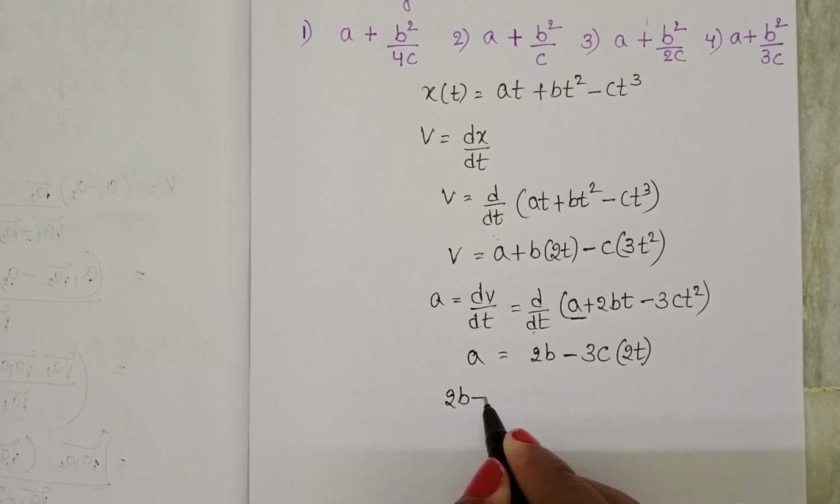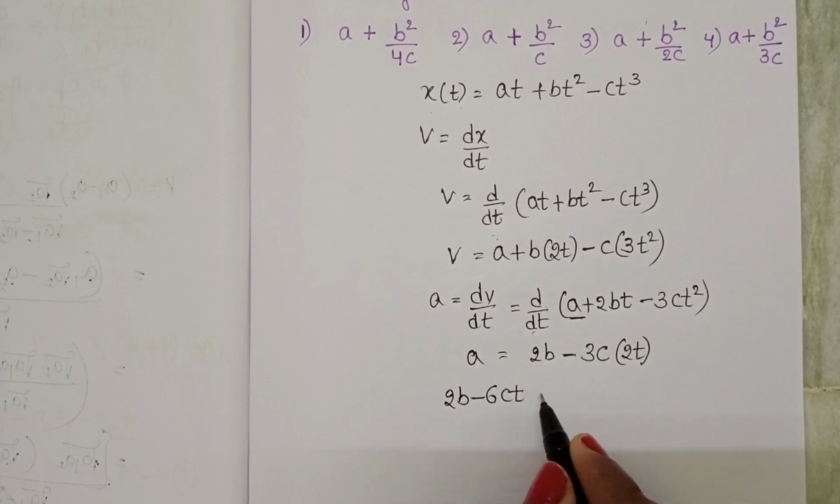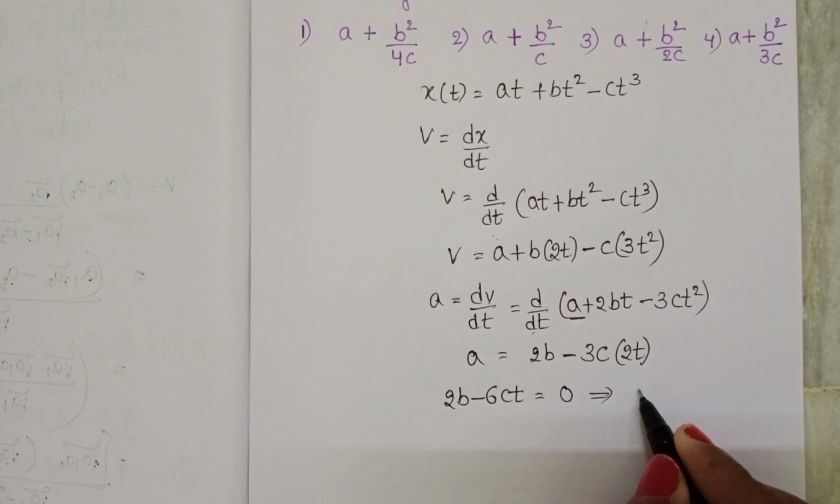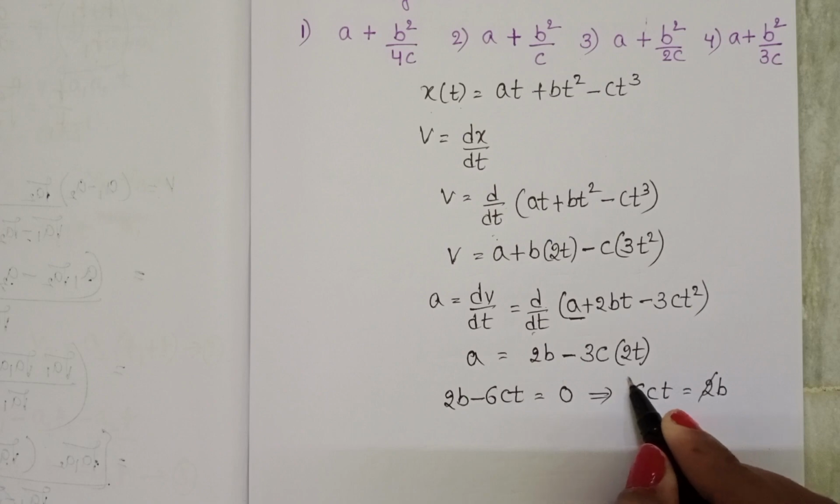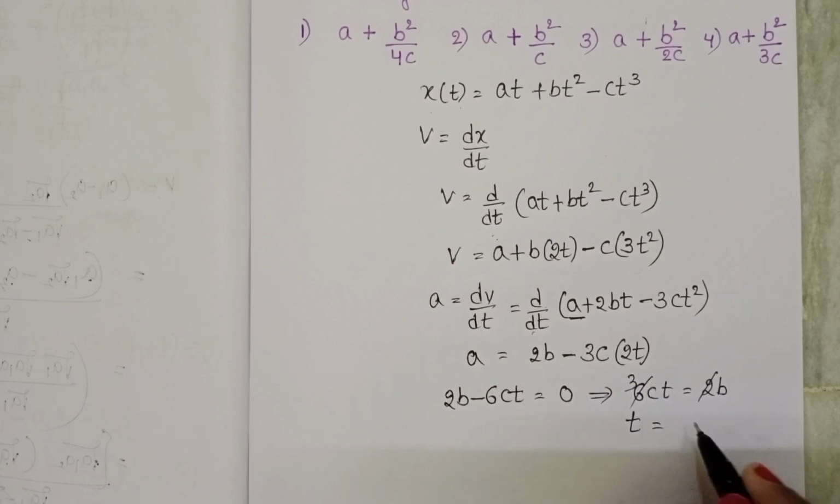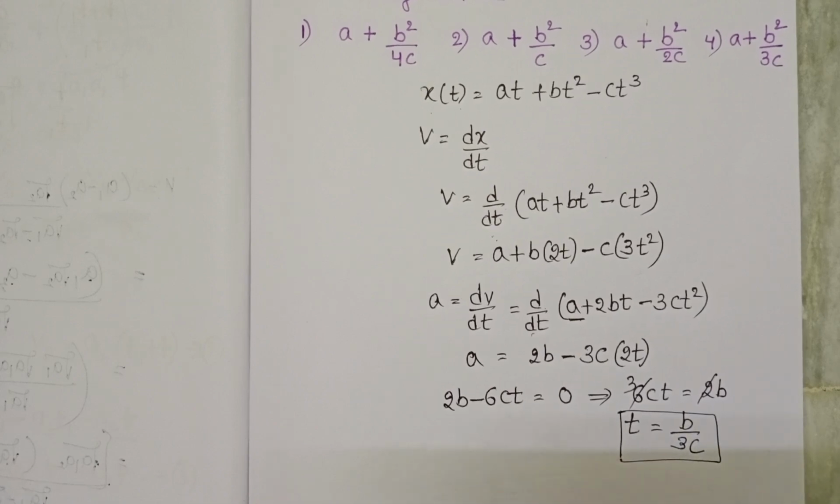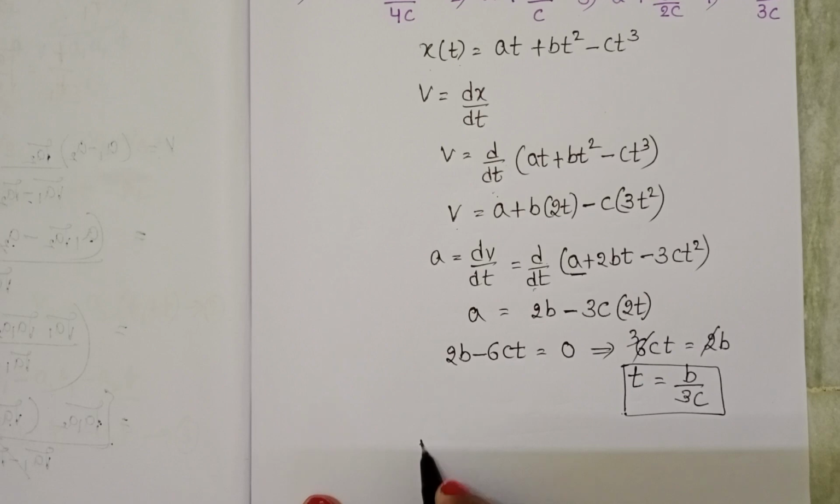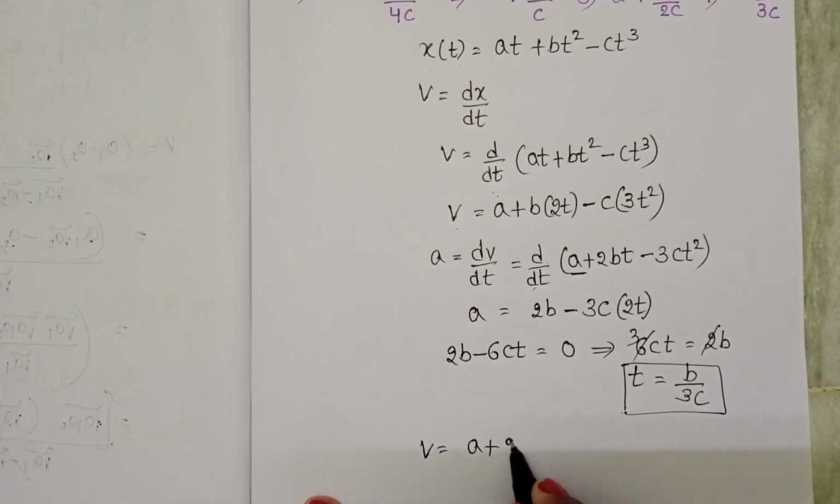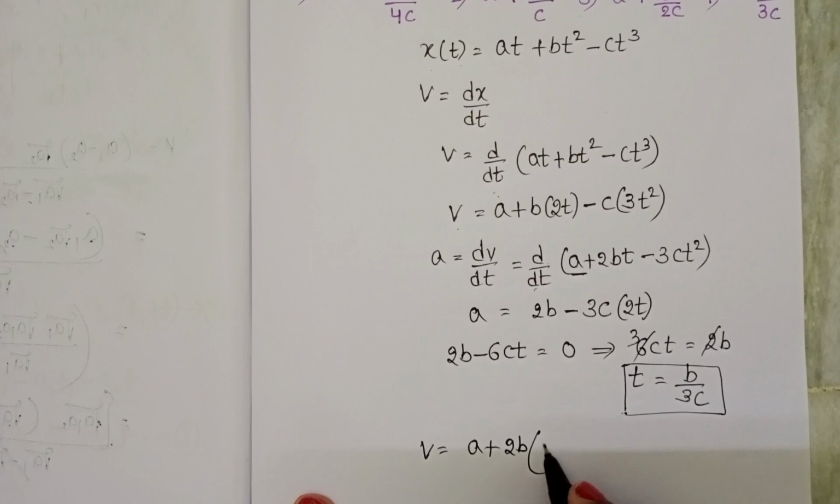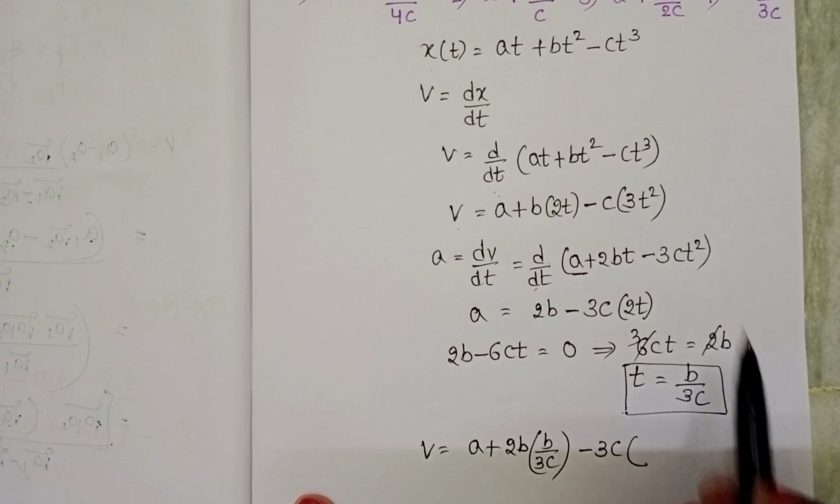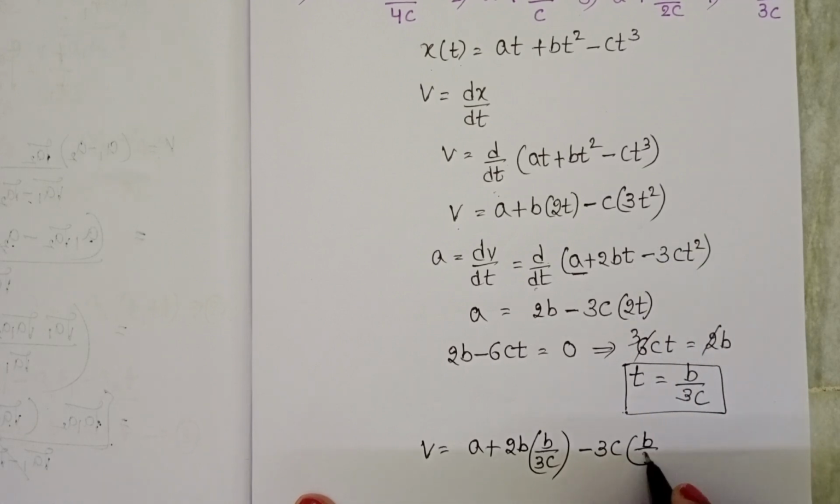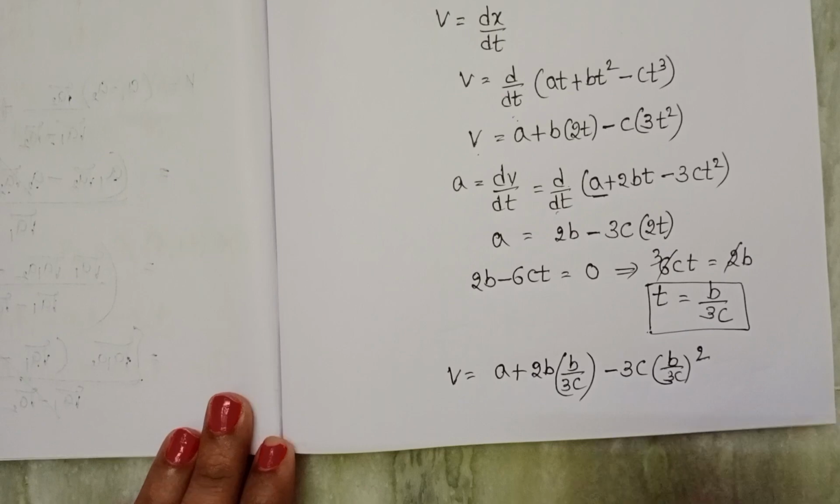So 2b minus 6ct is equal to 0. From this, 6c into t is equal to 2b, 2 ones, 2 threes. Time t is equal to b by 3c. Substitute t in velocity: v is equal to a plus 2b into t, in place of time b by 3c, minus 3c into t squared, b by 3c whole squared.